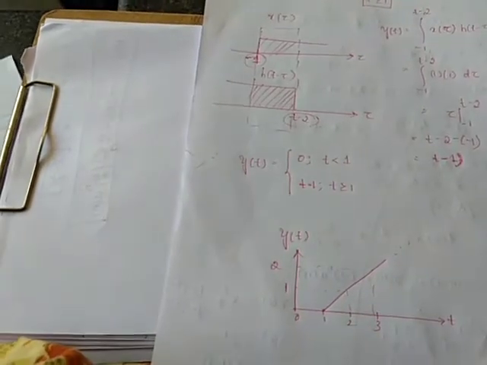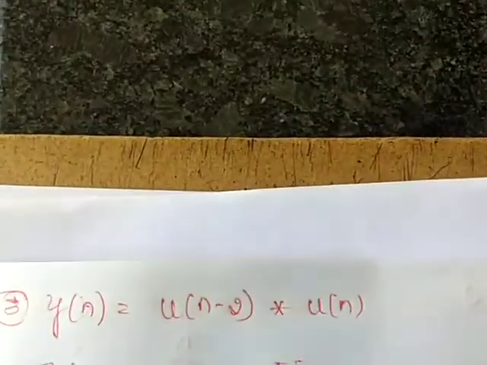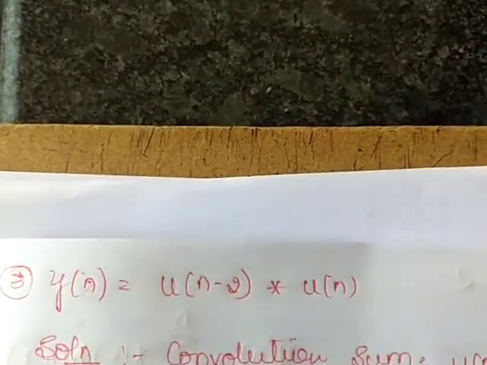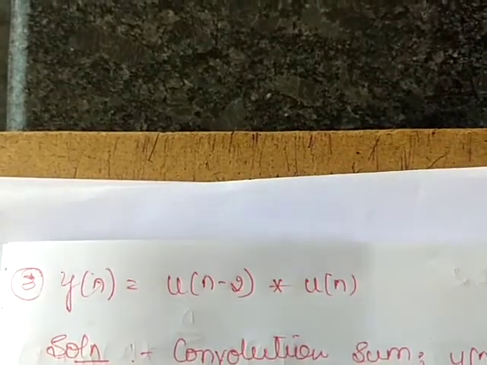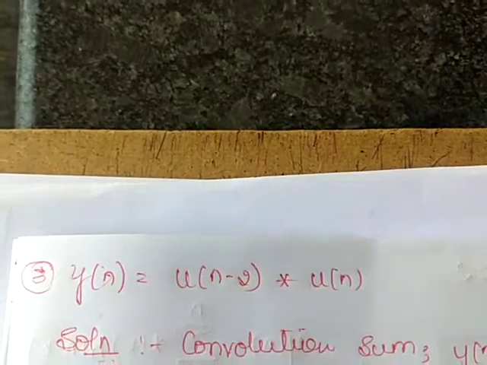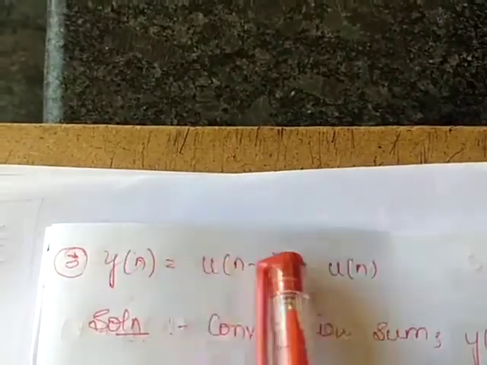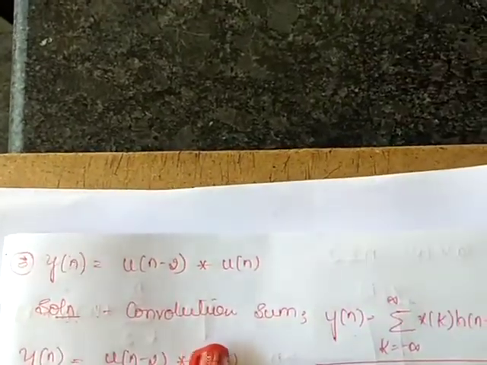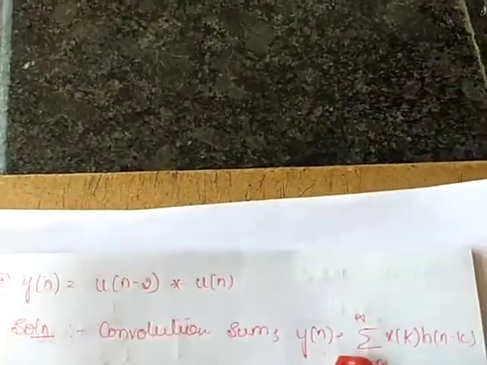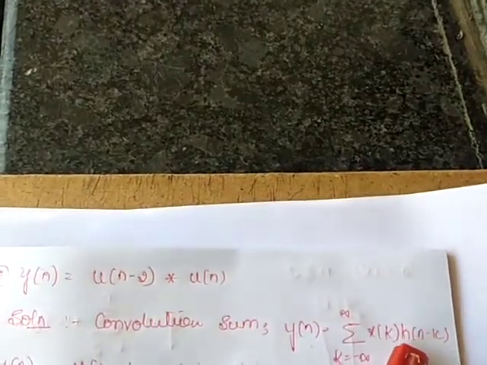Now we will see a problem on discrete time signals. The next problem is to compute the convolution y of n is u of n minus 2 convolution u of n. The very first thing you need to know is whether the given signal is continuous or discrete. In this case, the given signal is discrete, so we need to compute the convolution sum, not the convolution integral. The convolution sum formula is y of n is equal to summation k equals minus infinity to infinity of x of k into h of n minus k.